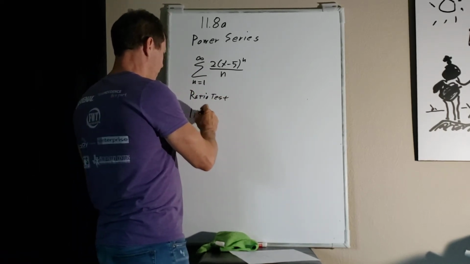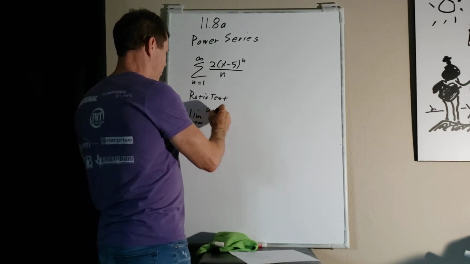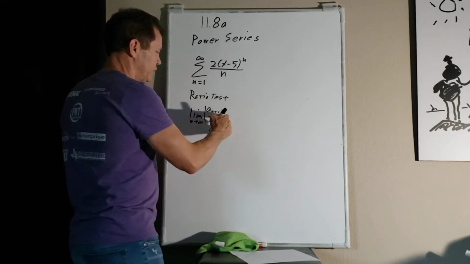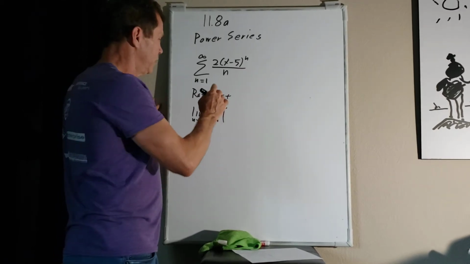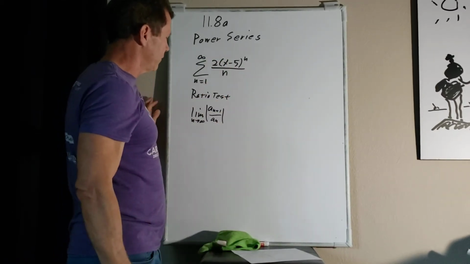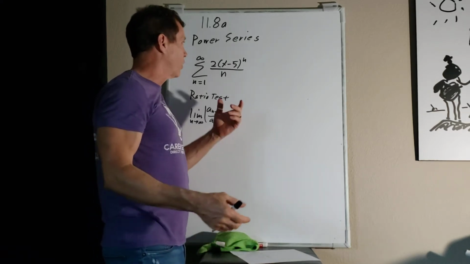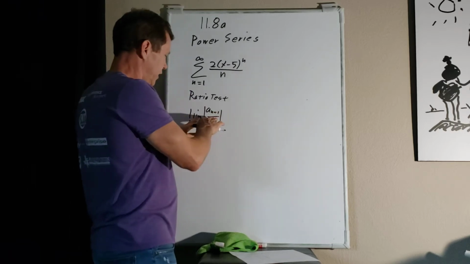Okay, so what does the ratio test do? You take the limit as n goes to infinity of a sub n plus 1 over a sub n, in absolute value. And if this thing goes to a number that's less than 1, this is absolutely convergent. If it goes to 1, the test doesn't work. And if it goes to a number that's bigger than 1 or goes to infinity, then this guy diverges. So I've got to check this limit out.